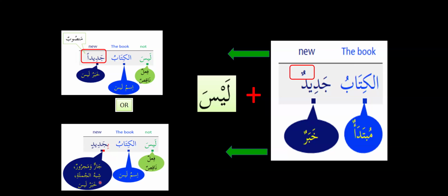You don't say only khabar laysa, because if you say khabar laysa, then khabar laysa is mansub. So if it is not mansub, then you have to explain the reason why it is not mansub. But if you write jar majrur shibul jumla, it will be automatically understood that this is the reason. You can see here the majrur form. So I hope it is clear, right? Khabar of laysa can come in two forms. It can come in one word or it can come in two words, which is the combination of harf jar and ism majrur. I hope it is clear.